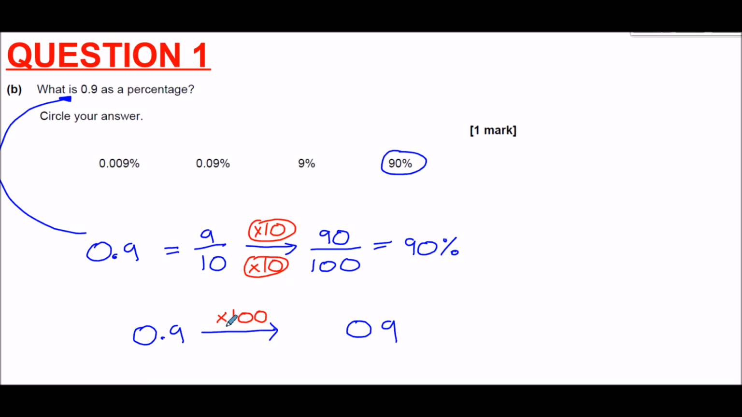So the decimal started between the 0 and the 9. Times by 10, the decimal moves one number. Times by 10 again, the decimal moves another number. So one move for the first 0, another move to the right for the second 0. So the decimal will end up being 2 digits to the right hand side.